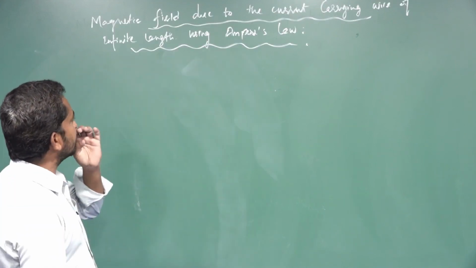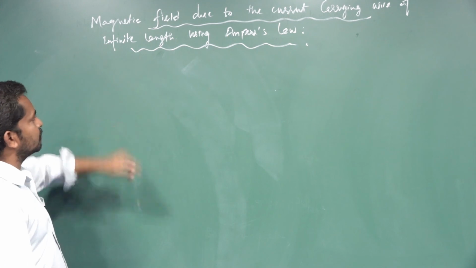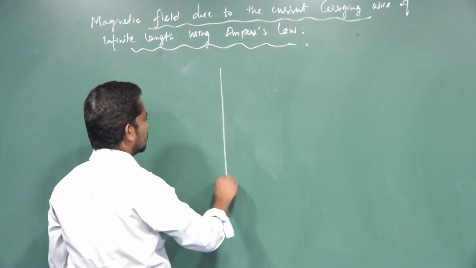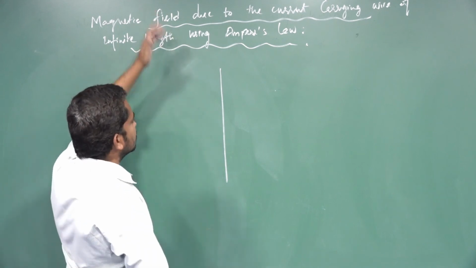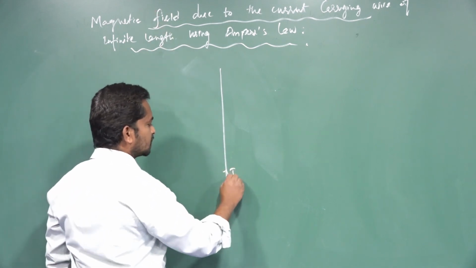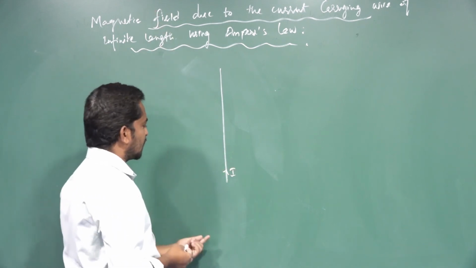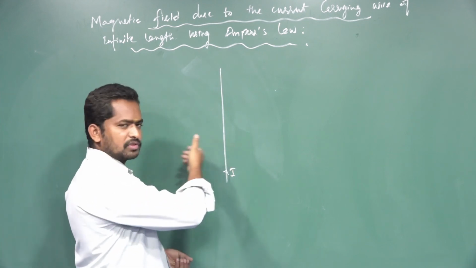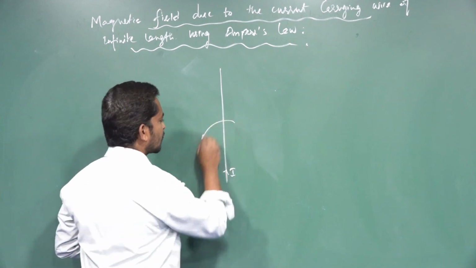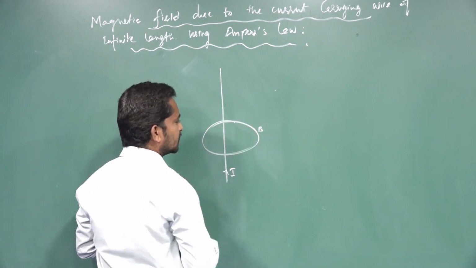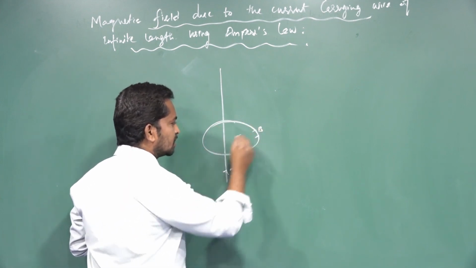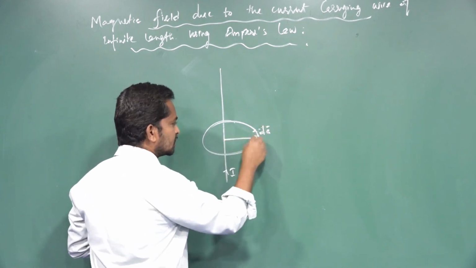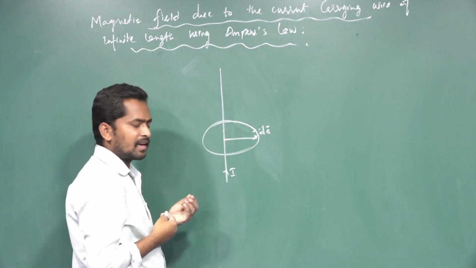Next is the magnetic field due to a current carrying wire of infinite length using Ampere's law. Just consider an infinite wire, and consider the flow of current is I. You know, when current flows through a conductor, magnetic lines of force develop around the conductor. This is the magnetic field. I want to take a small element, dB.